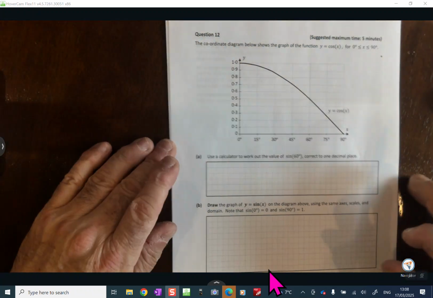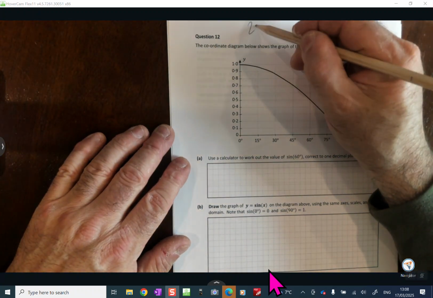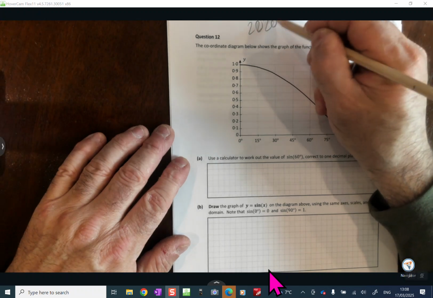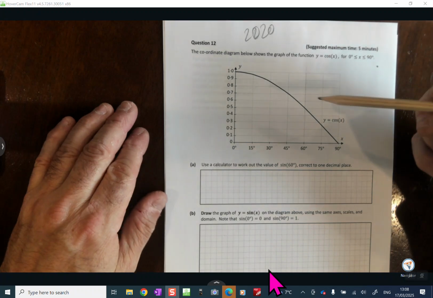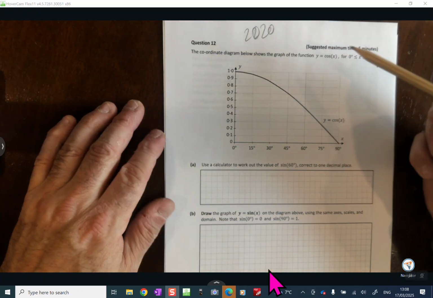Welcome back. We're on question 12 of the 2020 sample paper. Okay, so this is a functions and trigonometry question.